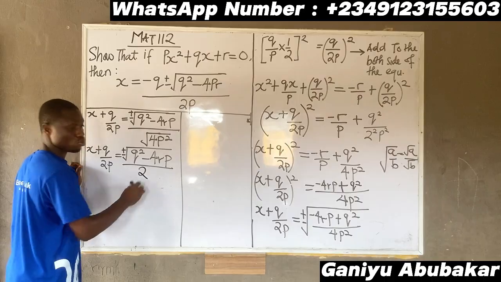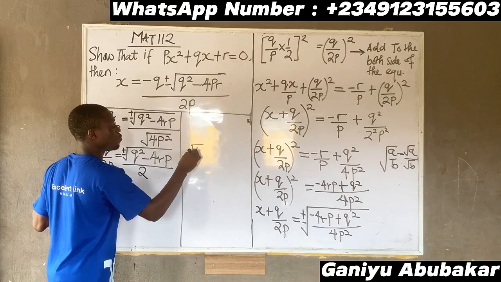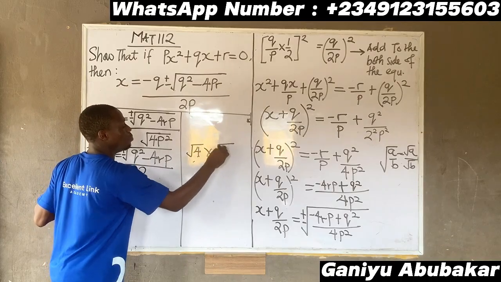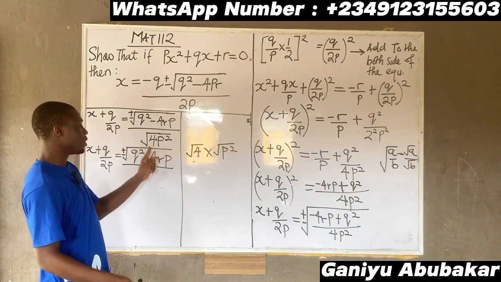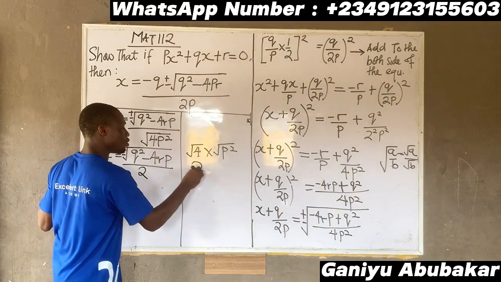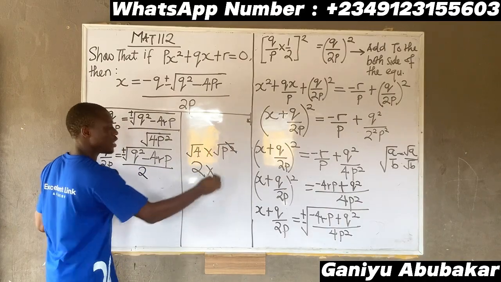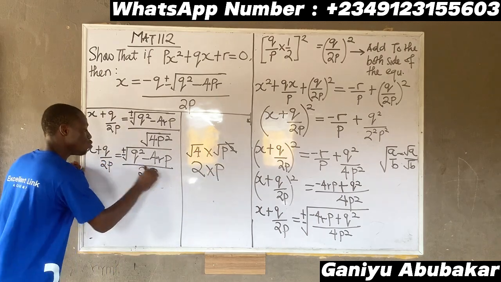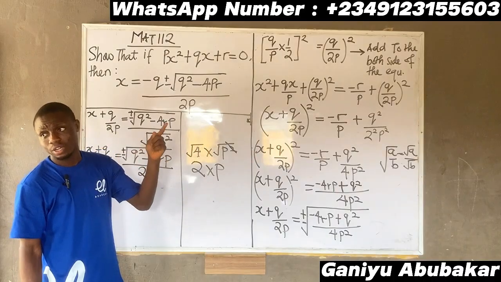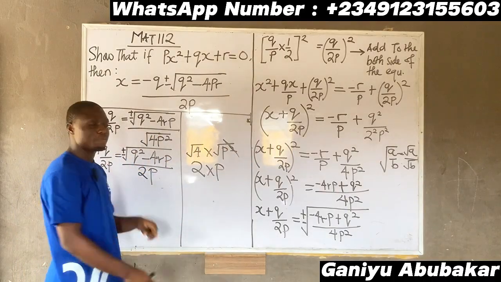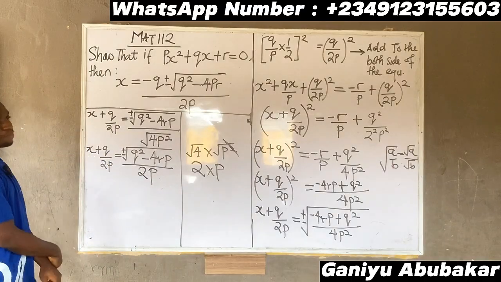What's root 4? Root 4 is 2. This is root 4 times root p squared. What's root 4? That's 2. What is root p squared? Square and square root cancel each other, so that's p. So the answer there is 2p. Square and square root don't like each other; they cancel each other. That is the 2p we're having here.